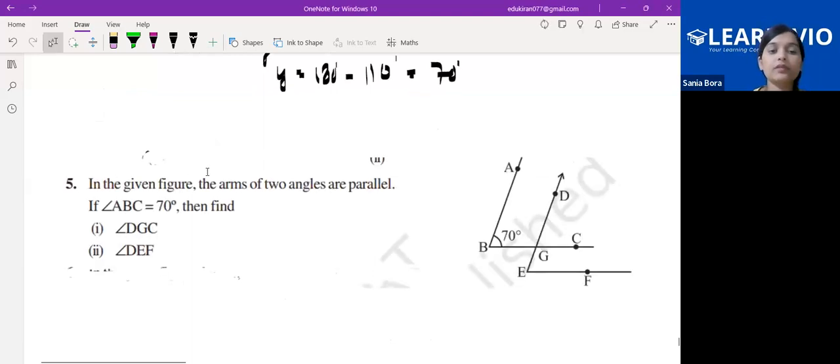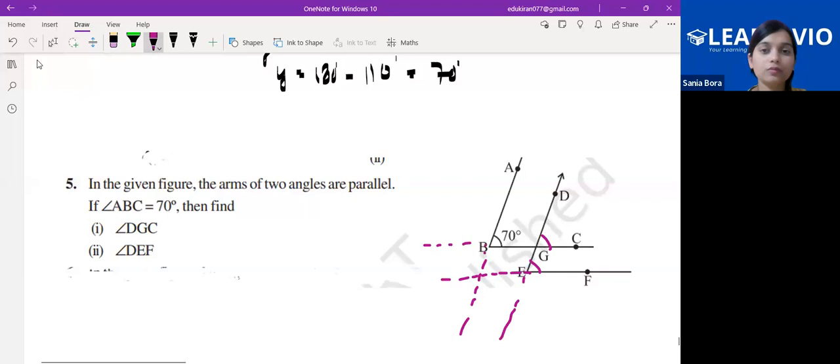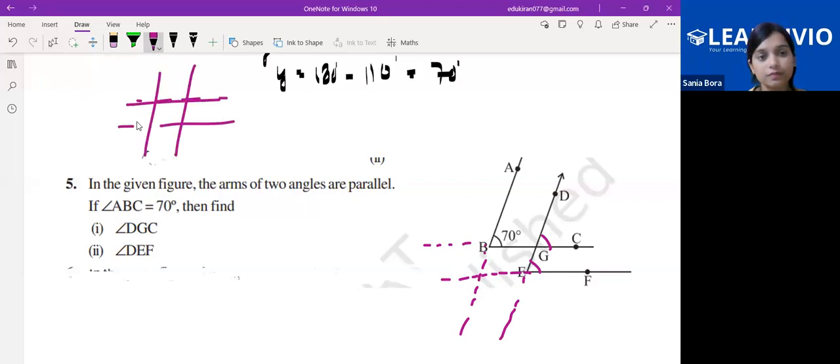In the given figure, the arms of two angles are parallel. This is 70 degrees. You have to find DEF and DGC, this one and this one. So consider this like this. Now can you find it? Yes, ma'am. It automatically became like this, no?